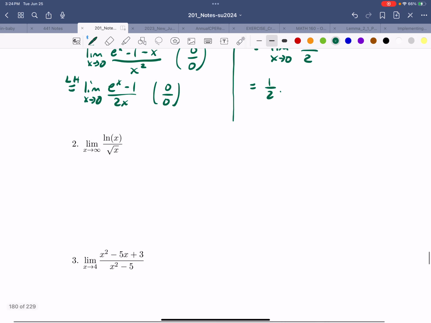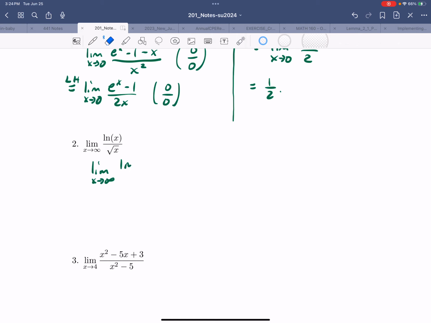Number 2. Now this one's a little bit trickier. If you just try to take the limit, you're going to get infinity over infinity. This is an interesting one, because if you know the graph of ln of x and the graph of the square root of x, they both have this kind of shape. They're both always concave down. So it's a question of which grows faster, which grows slower. But anyway, we have an indeterminate form, so we get to use L'Hopital's rule.